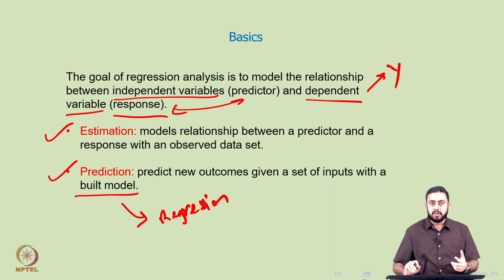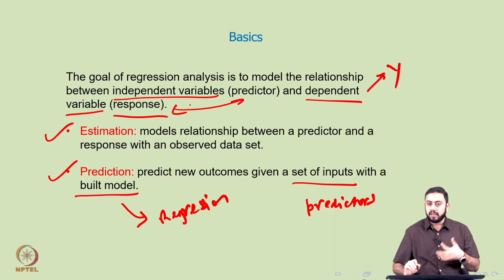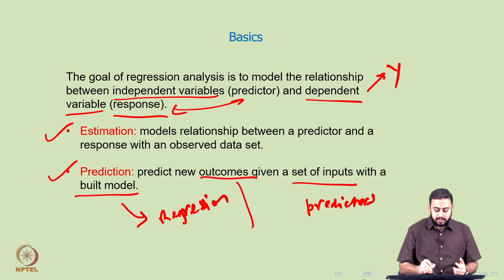Just to summarize, the idea behind an underlying regression model is twofold. On one hand you have estimation, estimating all the unknown parameters. On the other hand you have prediction, predicting new outcomes given a set of inputs. These inputs are the predictors, or the independent variables which we defined in the beginning. Using a set of inputs or predictors, you want to predict a new outcome, and this new outcome is the response that you have.